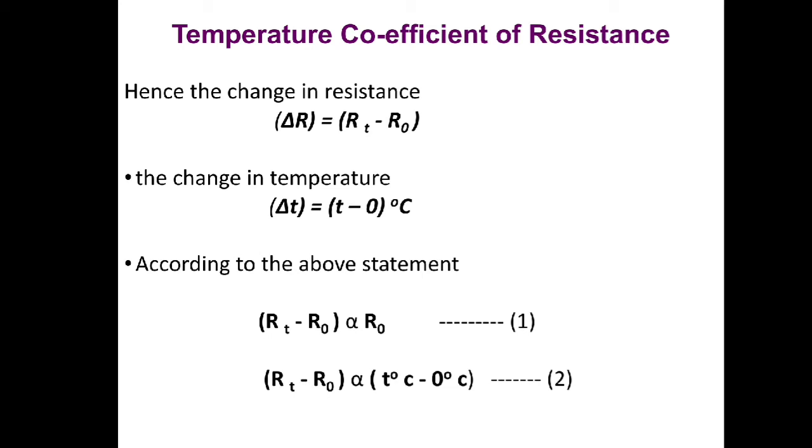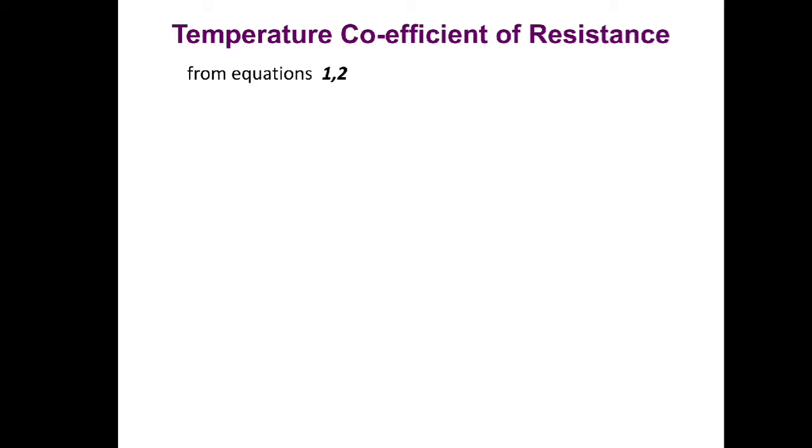Similarly, it is also directly proportional to the change in the temperature. So R_T minus R naught is proportional to T degree centigrade minus 0 degree centigrade. Let it be equation 2. So from equations 1 and 2, one can write R_T minus R naught is proportional to R naught into T minus 0 degree centigrade, which is equal to K R naught into T degree centigrade.